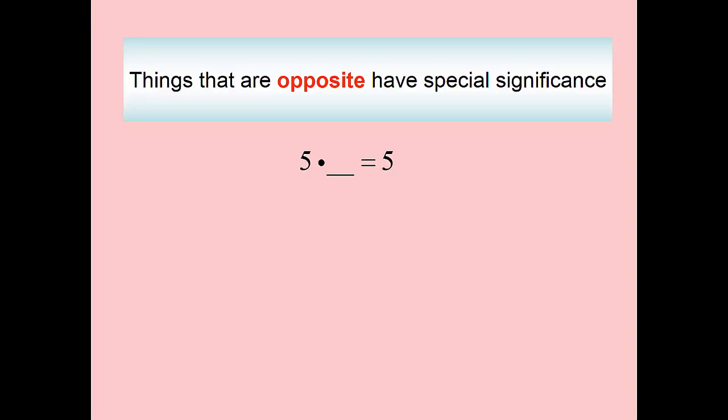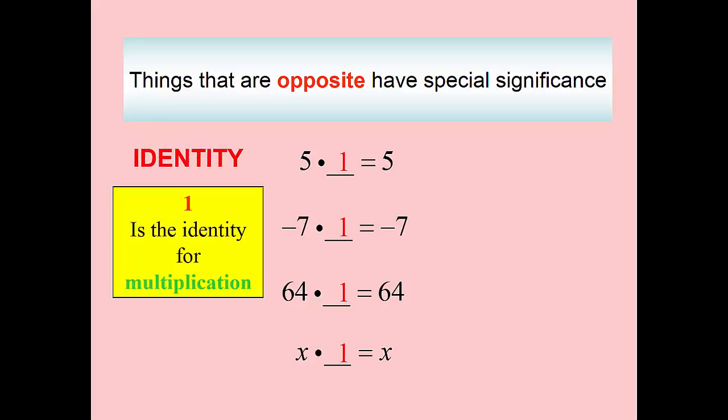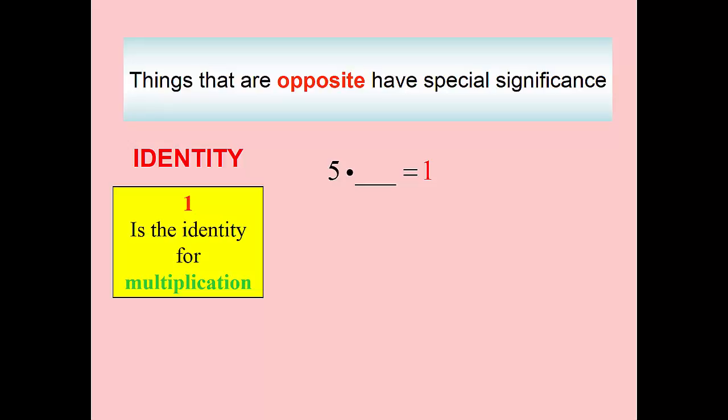In multiplication, a similar idea happens. The number you multiply by 5 and end up with 5 is the identity. And so the identity in the world of multiplication is a 1. And so, if we combine 5 with some number to get 1 in multiplication, that would have to be a 1/5.